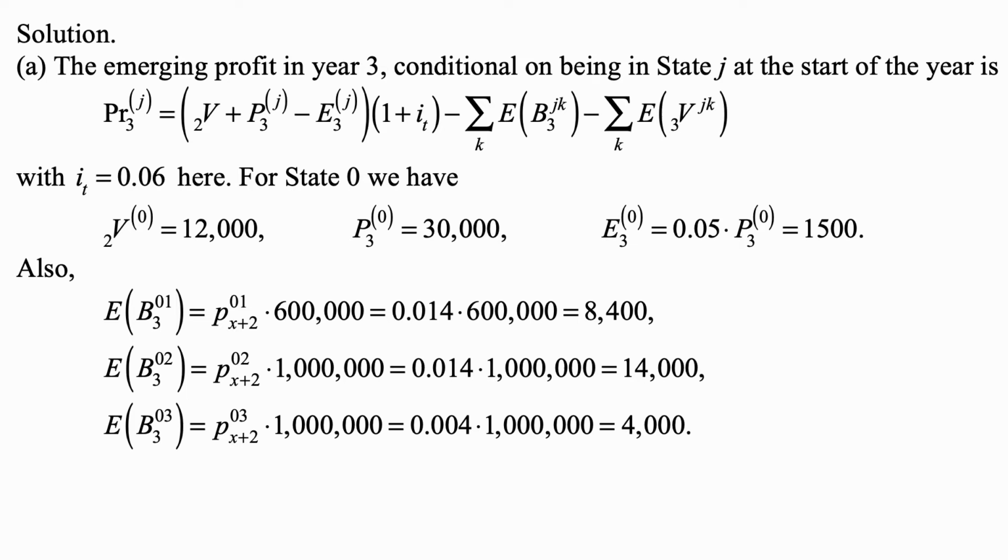And here's the solution. For Part A, the emerging profit in year 3, conditional on being in state j at the start of the year, well, this should remind you of the recursive reserve formula. We take the reserve plus the premium minus expenses, accumulated with interest, and then we take out whatever benefit payments need to be made and whatever reserves are needed at the next time. And after those payments, what is left is the profit for the year.